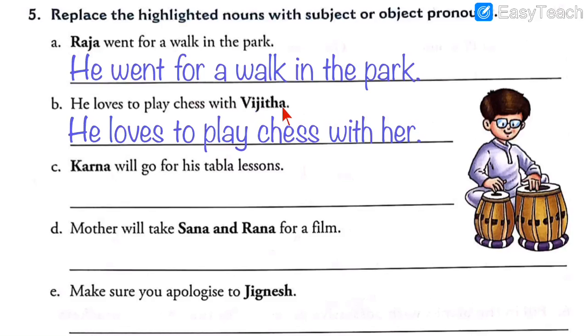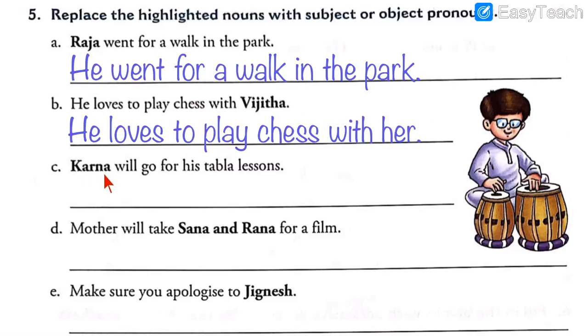Copy the answer in your notebook. What is the change we have made? Instead of Vijitha, we have written her because it is object pronoun. We asked the question whom. Whom does he love to play chess with? He loves to play chess with her. He loves to play chess with Vijitha. He loves to play chess with her. Over here, till here it is the same. He loves to play chess with. Just replaced the noun with pronoun.